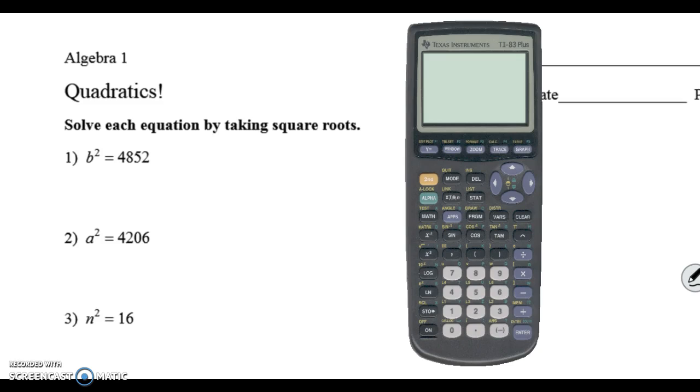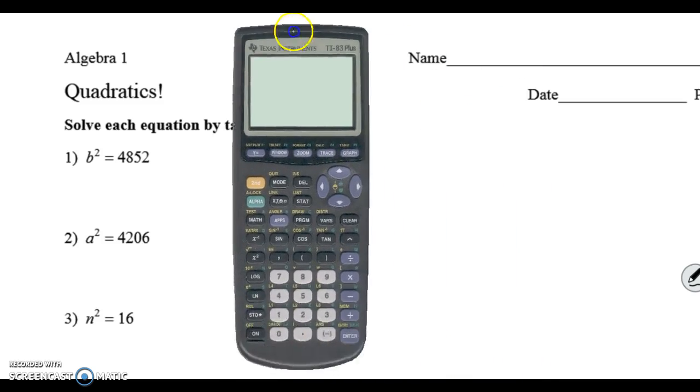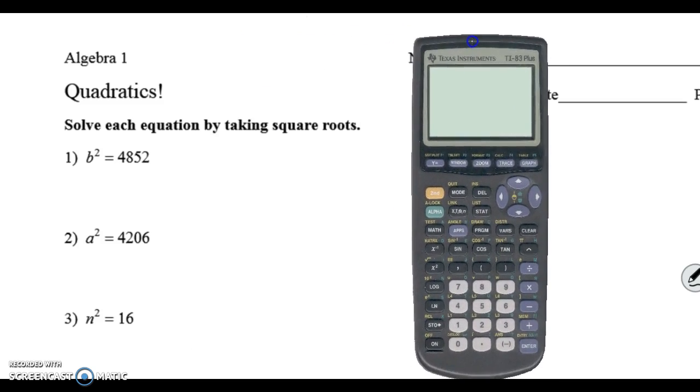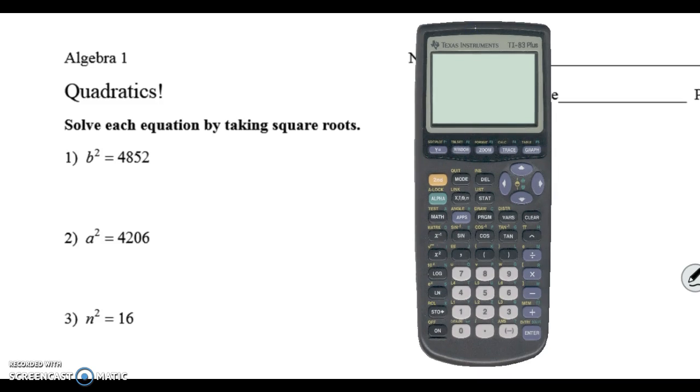So here we are, number one. Everybody's got their graphing calculator out, ready to go. You can see that mine's on the screen, and I can move it here and there and up and down and everywhere. Okay, so there it is. And there's a couple of buttons that we need to make sure we are familiarized with.